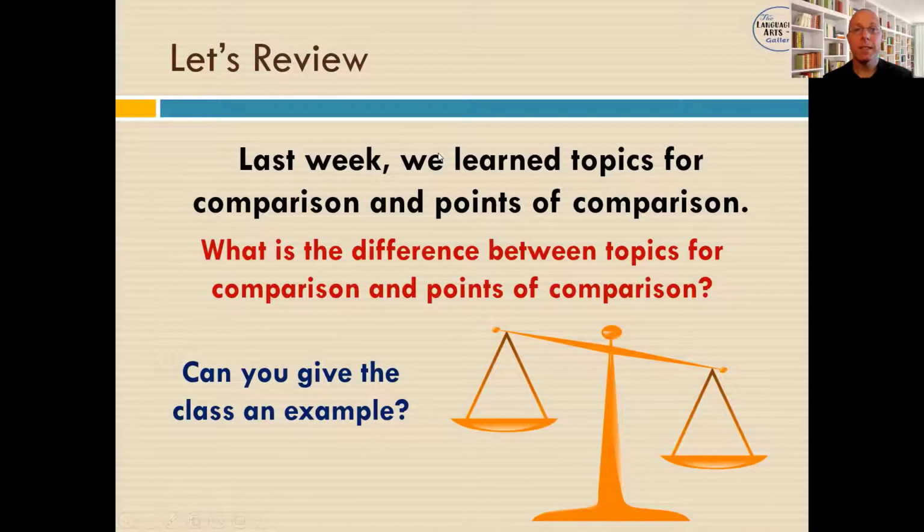Okay, so let's take a look at a second approach to the block method. We're going to talk about topics for comparison and points of comparison as we go over this. So I want to make sure that we understand what those things are. The topics for comparison are simply the things that you're comparing. So, for example, if you're comparing the Christmas holiday with the New Year's holiday, your topics for comparison are Christmas and New Year's. Pretty simple.